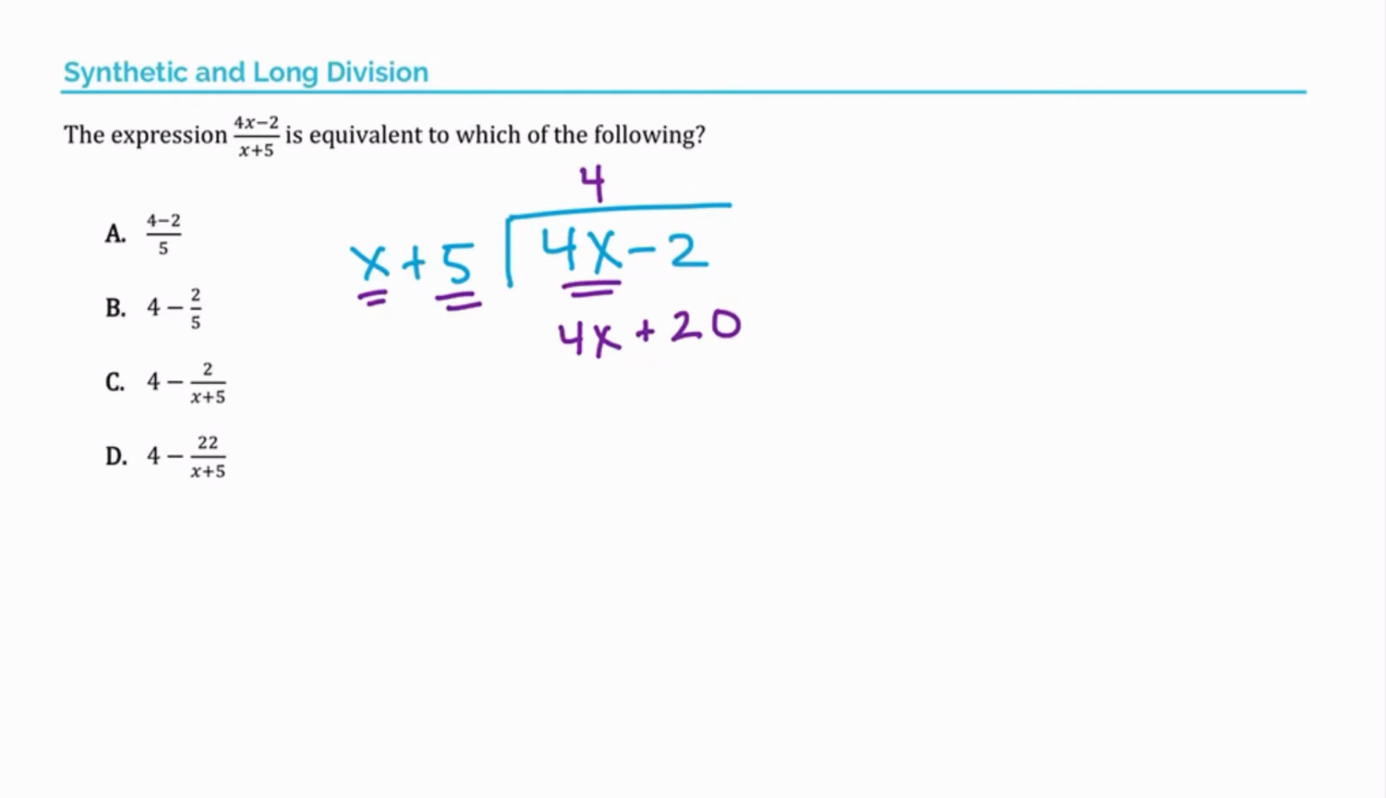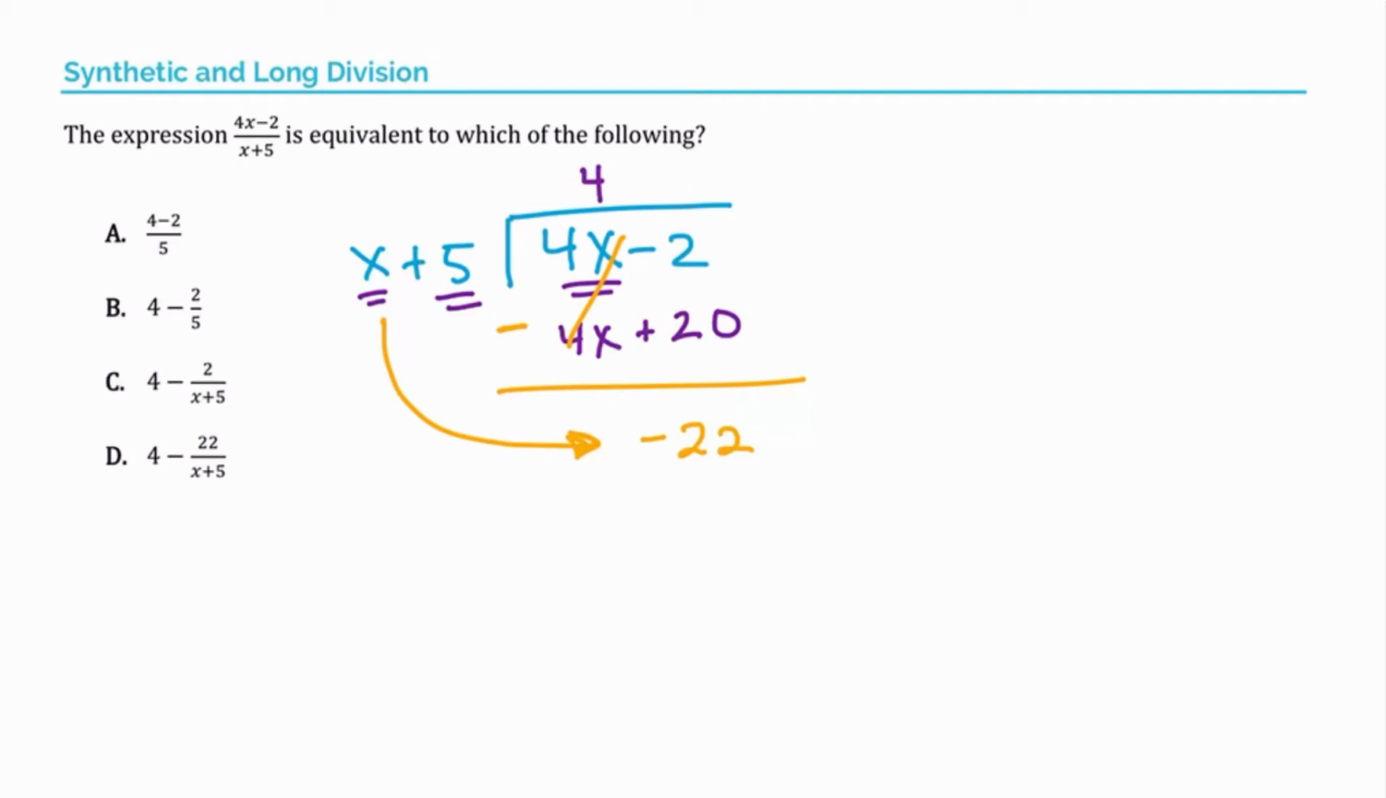So you have to remember that with long division, now we are going to subtract these numbers. The whole point is that we can cancel the first term. 4x minus 4x is 0. It goes away. Negative 2 minus 20 is negative 22. So now you ask yourself, does x go into negative 22?